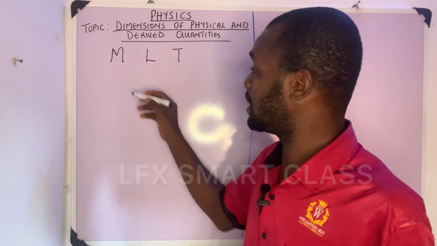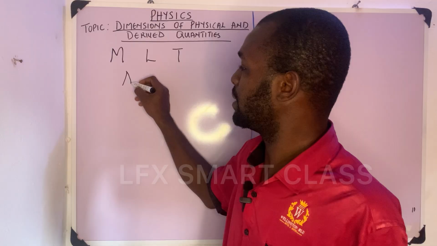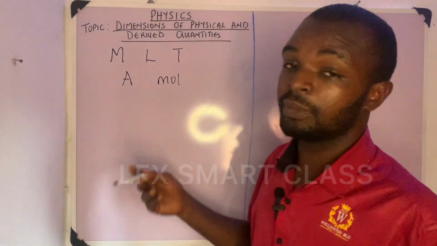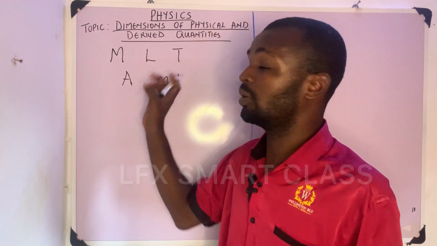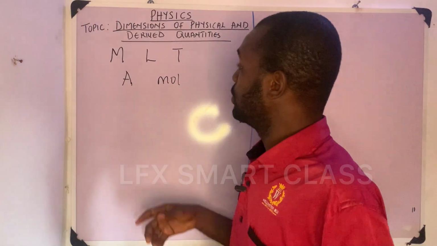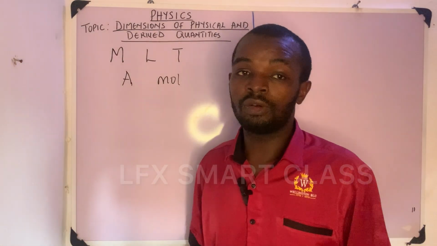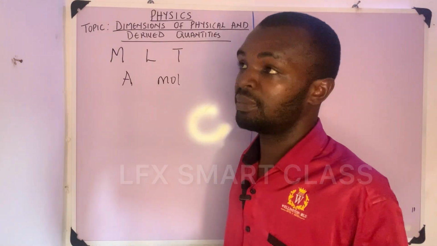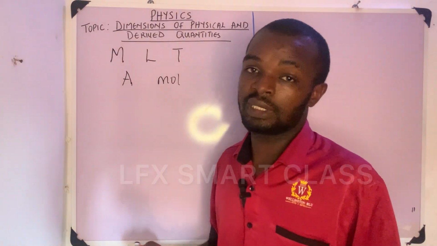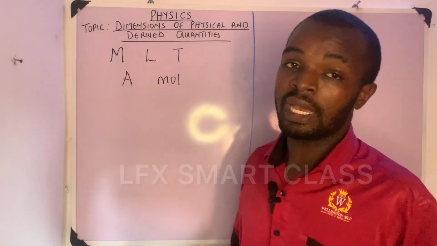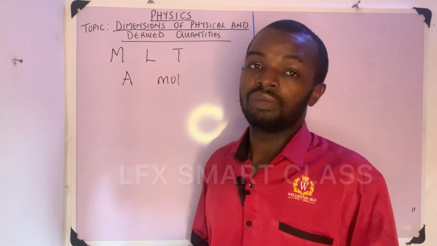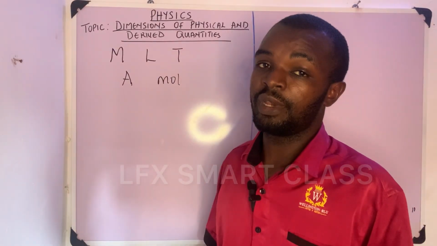We also have others like current, which is ampere. We have amount of substance, which is mole, and all that. But today we'll be focusing mainly on the M, L, and T aspect. So now, M is mass. We all know that mass is measured in kilogram. L is length. We know that length is measured in meters or centimeters. T is time. We know that time is measured in seconds, hours, and minutes. Now we'll be using these three letters to form dimension.